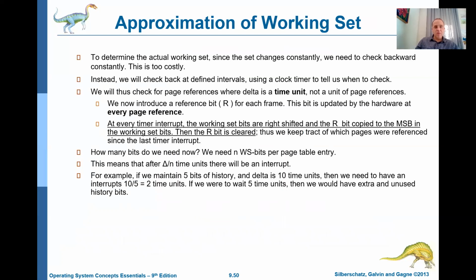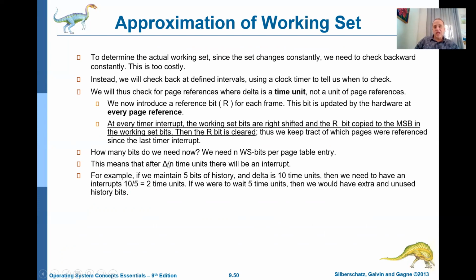And then I said like this: how many bits do we need now? We need n bits, n working set bits per page table. Assuming we have n bits, this means that after delta divided by n time units, there will be an interrupt.